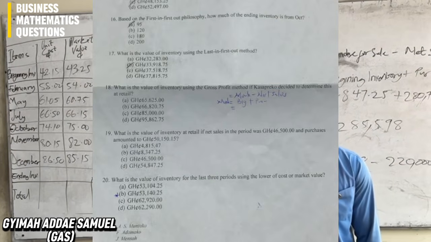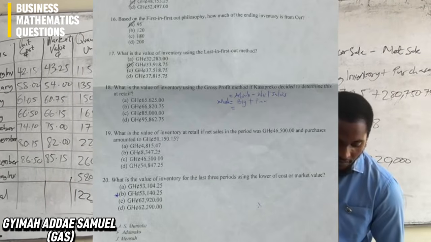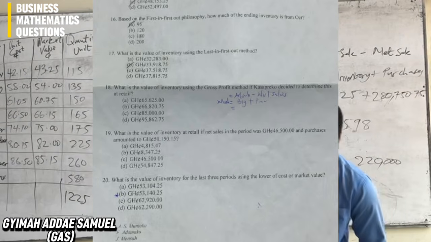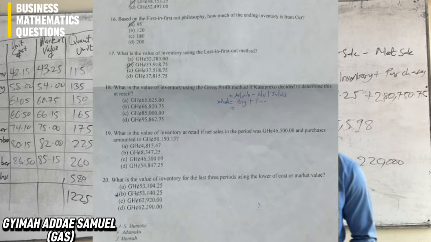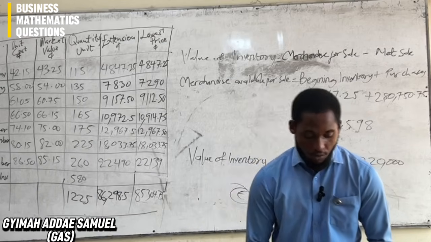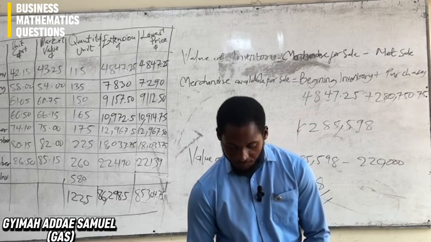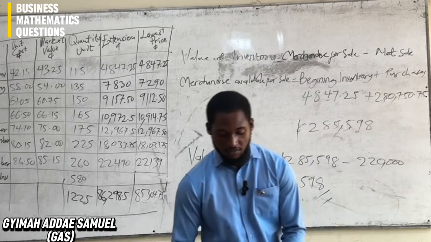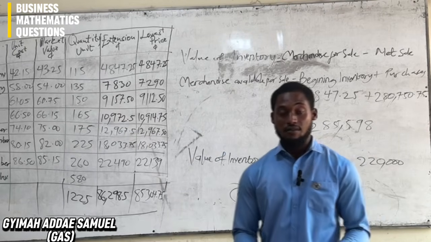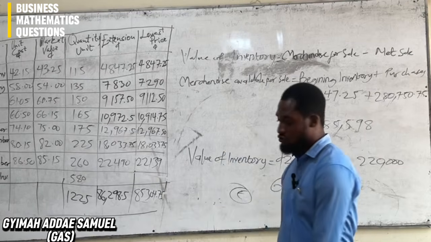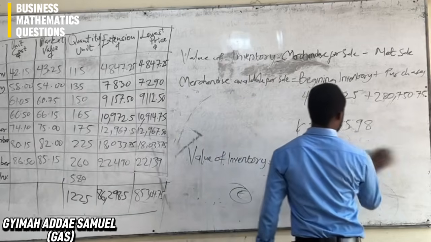So we proceed to question 19. It says, what is the value of inventory at retail if net sales in the period was 46,500 and purchases amounted to 50,150.15 Ghana cedis? As the formula goes, value of inventory equals merchandise available for sale minus net sales. So you first have to find your merchandise available for sale, which is the beginning inventory plus purchases.